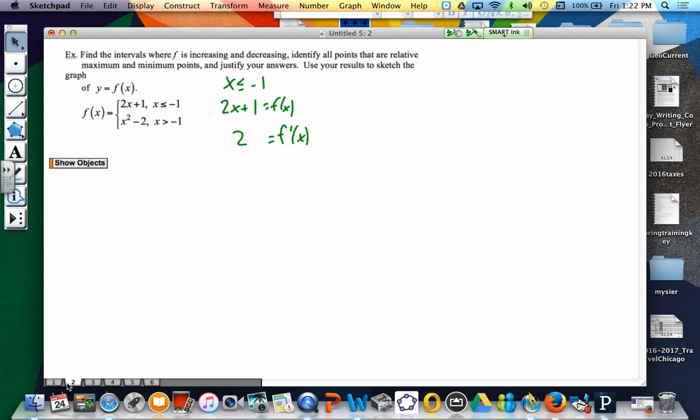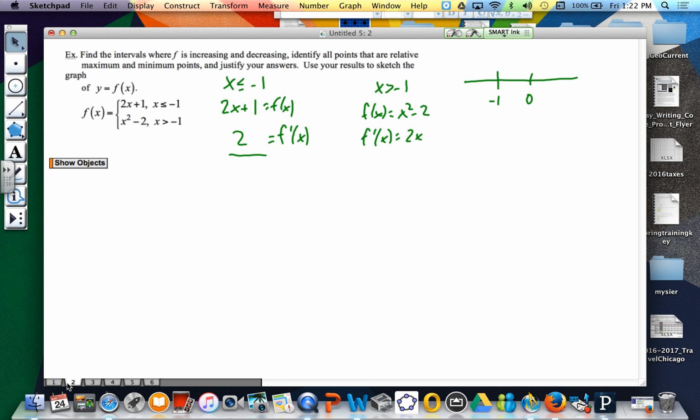So really, at x equals negative 1, that might be the only time that I really need to test things for this piece of the function, because I might have something happening at negative 1, but here I don't have a change in sign. When x is greater than negative 1, f of x is equal to x squared minus 2, so f prime of x is equal to 2x. So 0 is a critical number. So here I might take this negative 1, I'll take 0, and that's all I have.